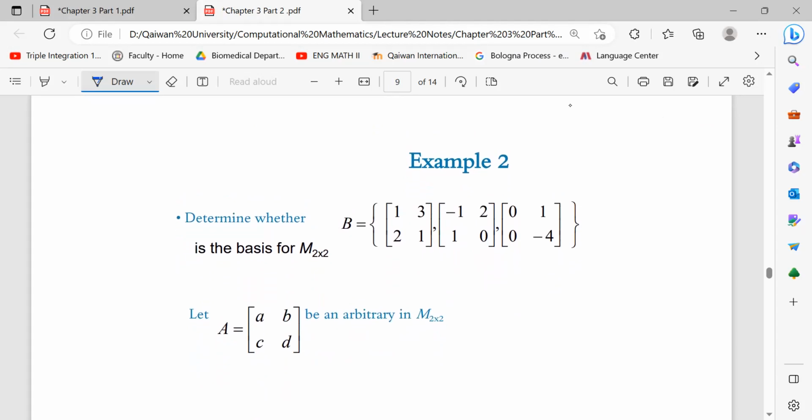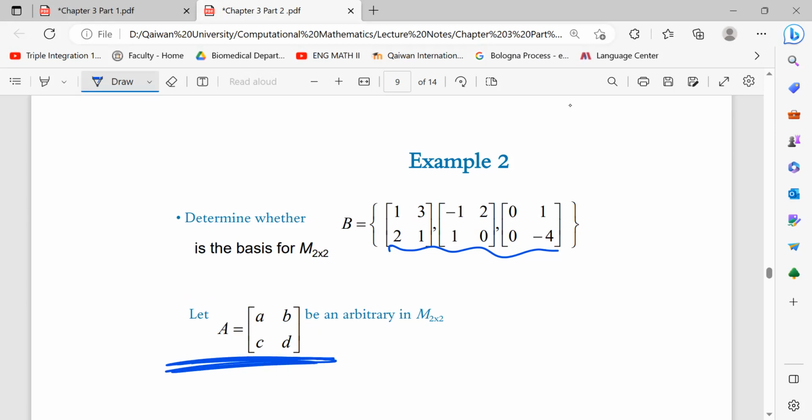Here you have one example. It says determine whether these three matrices are a basis for M22 or not. M22 means matrices of 2 by 2. So we generally take a member from M22. Let's say this is a member of M22. So this is the form of members in M22.